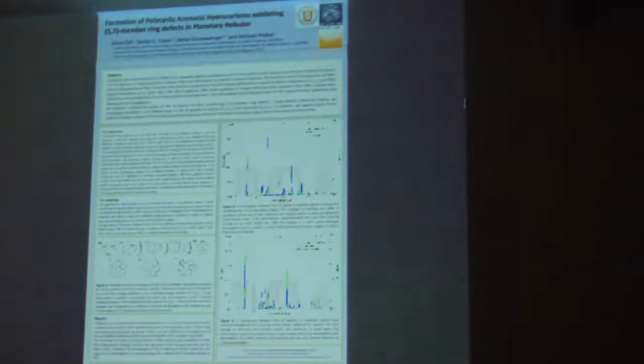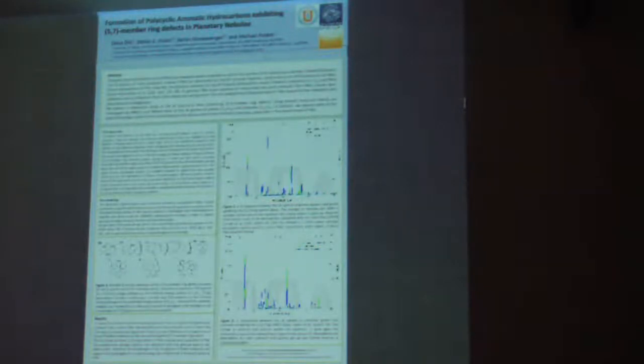We all know that planetary nebulae show evidence for mixed chemistry with PAHs, with silicate dust, with fullerenes. In this study, we have a theoretical investigation of the IR spectra of two types of PAHs, pyrene C16H10 and coronene C24H12, exhibiting this 5-7 member ring effect. The IR spectra of both molecules show big changes in intensity and in the position of the bands.